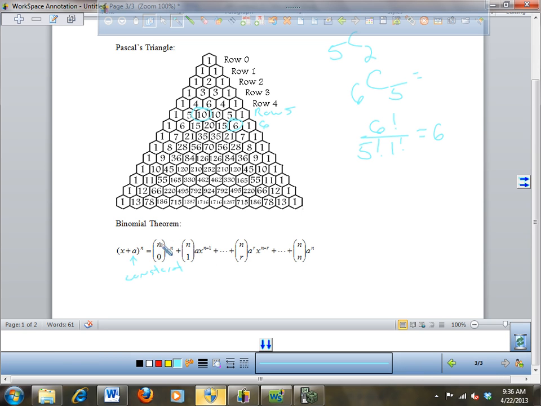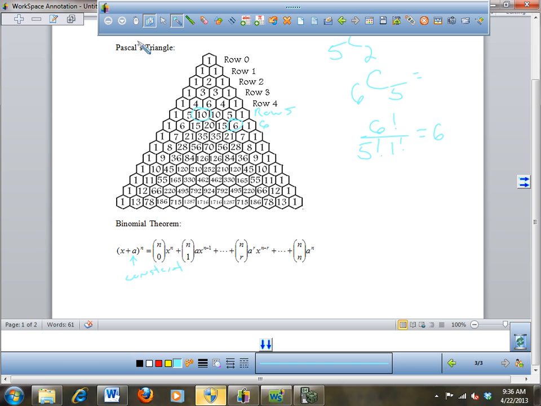So it says n combination 0, which is always just 1. And n combination 1 is going to be n, whatever the power is, and so on and so forth. So it's kind of better to see how this works in practice. So let's practice. When would you use that?